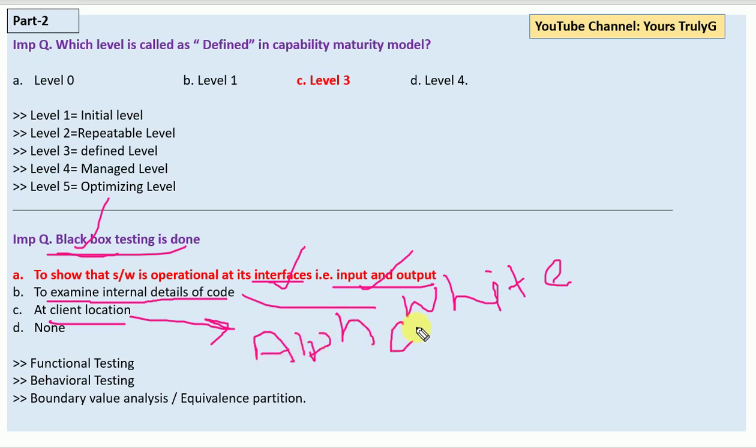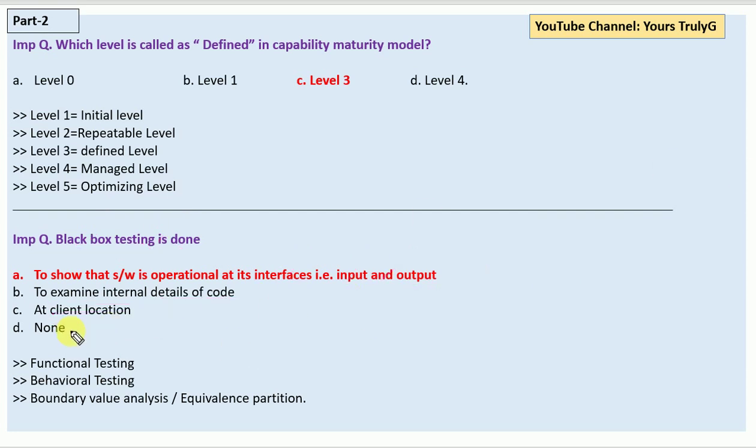So they have given three options, but through these you can understand three testing techniques. If you want to deal with input and output, if you don't know the internal structure and just want to observe the outer structure, that is black box testing. If you want to examine the internal detail, this is white box testing. If you want to do any testing at the client location, this is alpha testing. So that type of thing you have to remember.